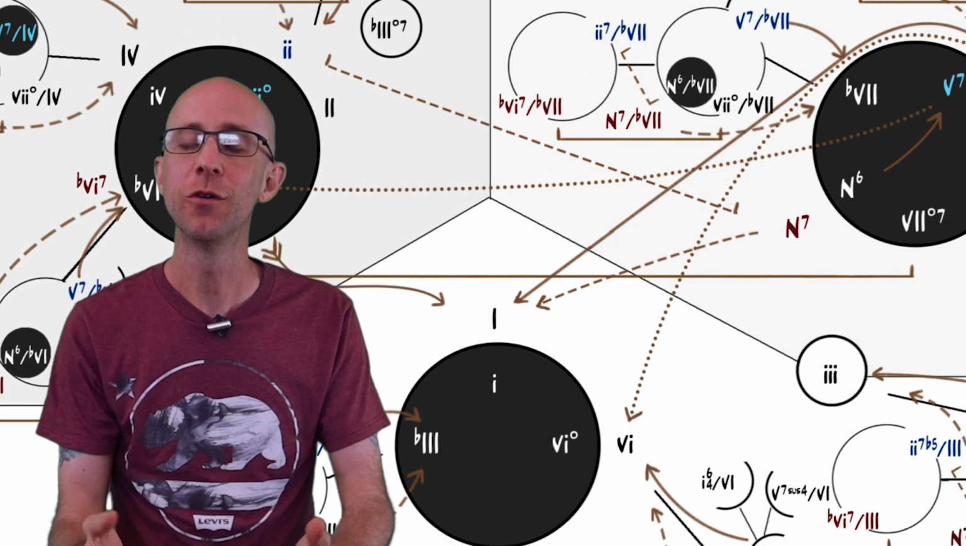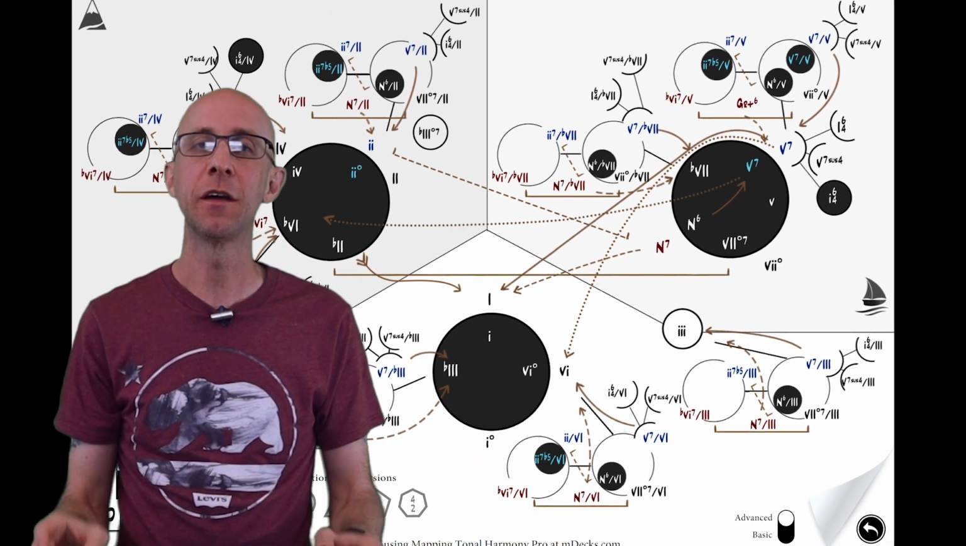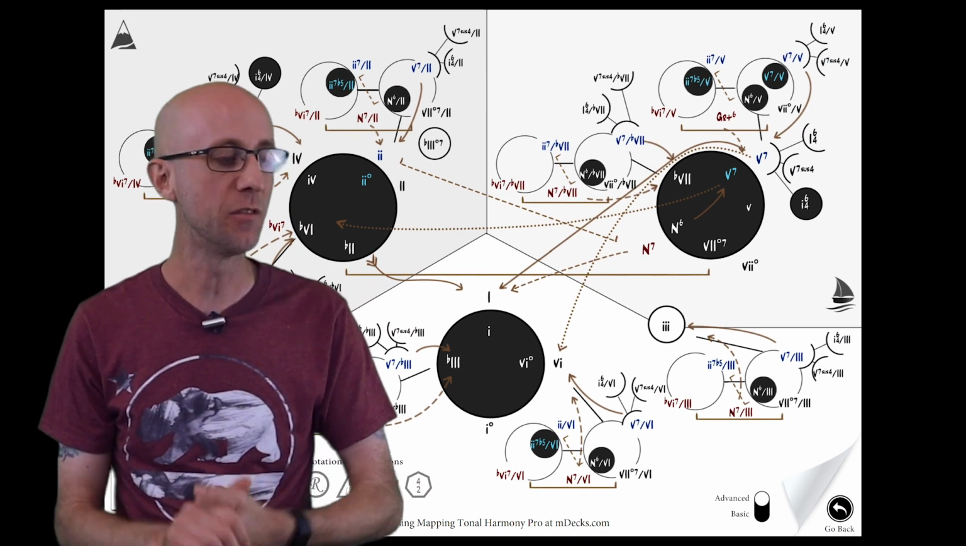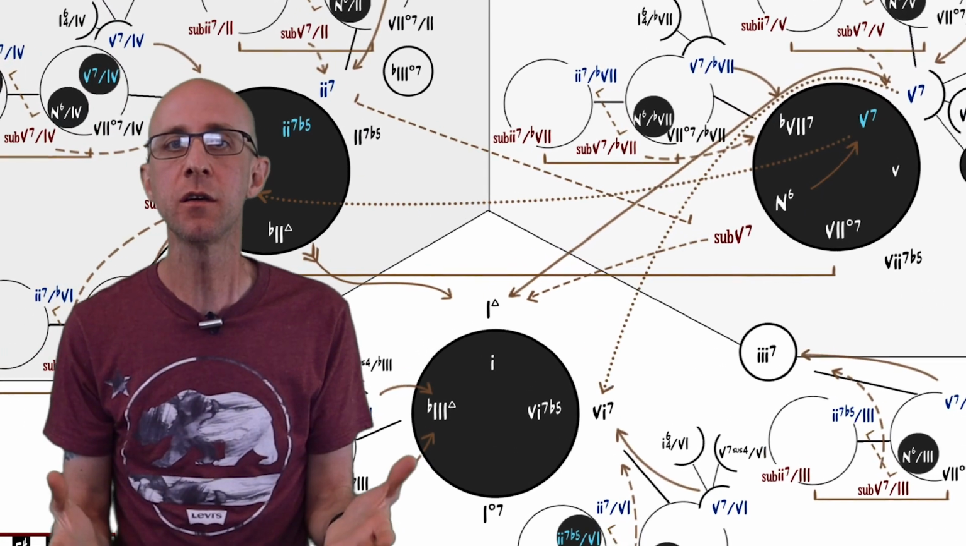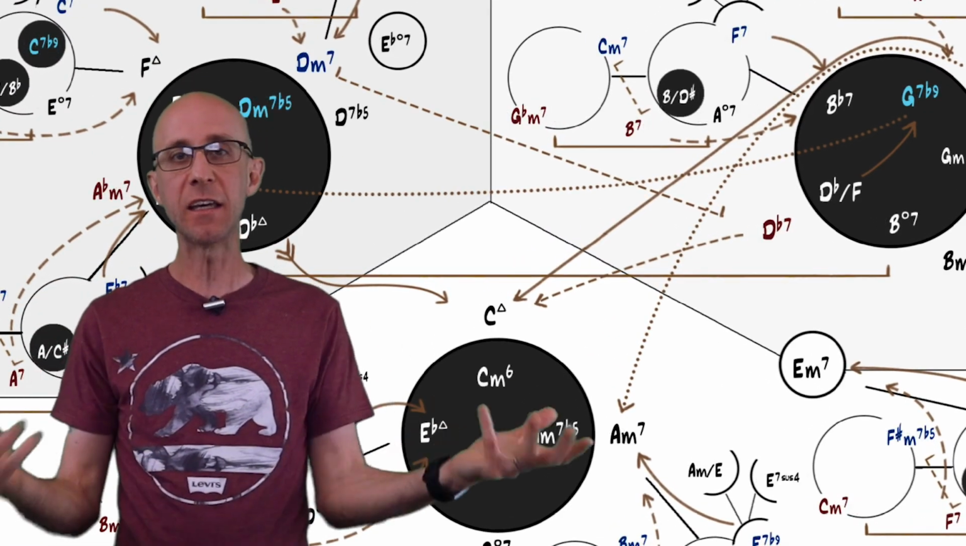So now you can view the entire world of tonality in one map. See it in a standard form or in a jazz form. Look at the chords functionally or see them by name in any key.